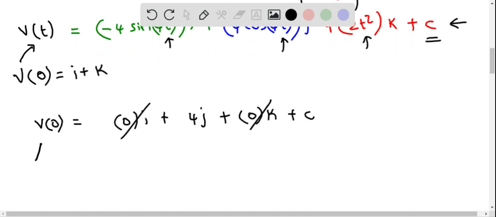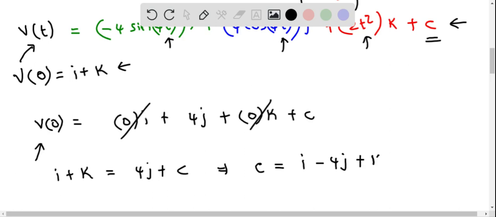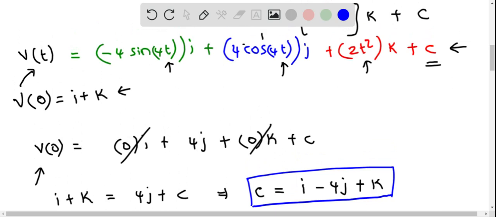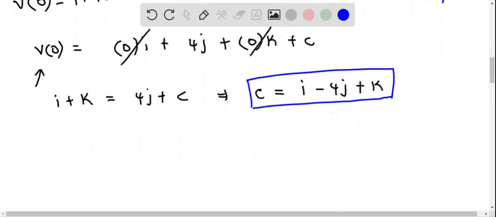And now let's replace this v of 0 with the given initial condition. On the left side, it becomes i plus k. And on this side, we have 4j plus c. So to determine the value of c, we have to subtract 4j from both sides. When we do that, we get the integration constant c equals i minus 4j plus k. So we have determined the value of the integration constant c. We put this back into the velocity vector function so that we get the complete velocity vector. So let's do that.